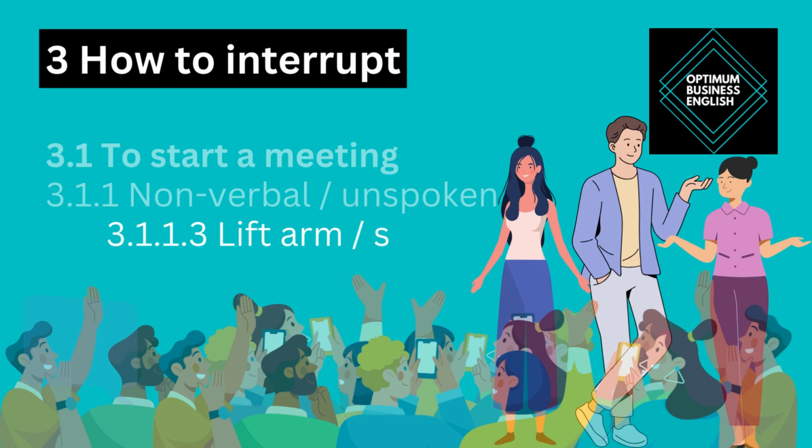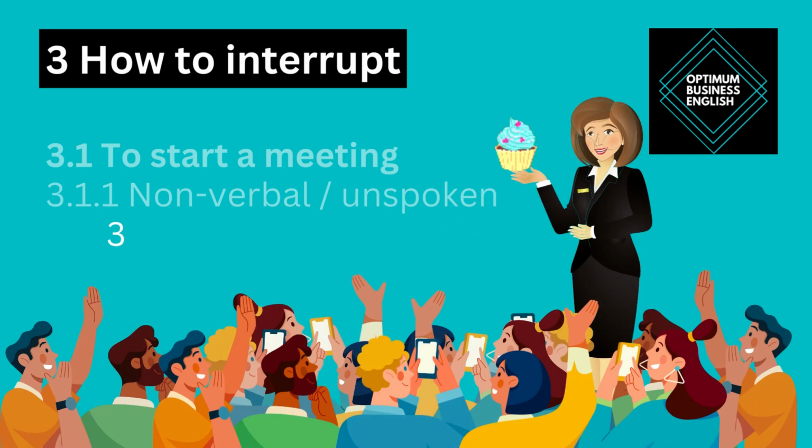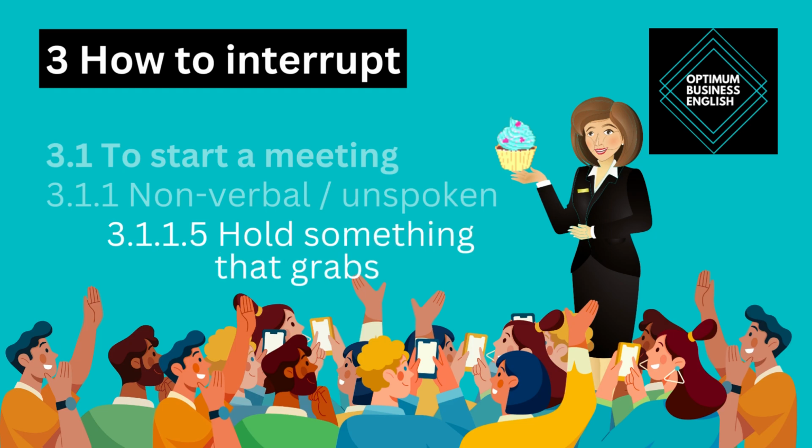The next is to stand in front and lift one or both of your arms in one or more of these gestures. Your movements will draw their attention. Another way to non-verbally interrupt your audience to start a meeting would be to clear your throat or to cough politely.